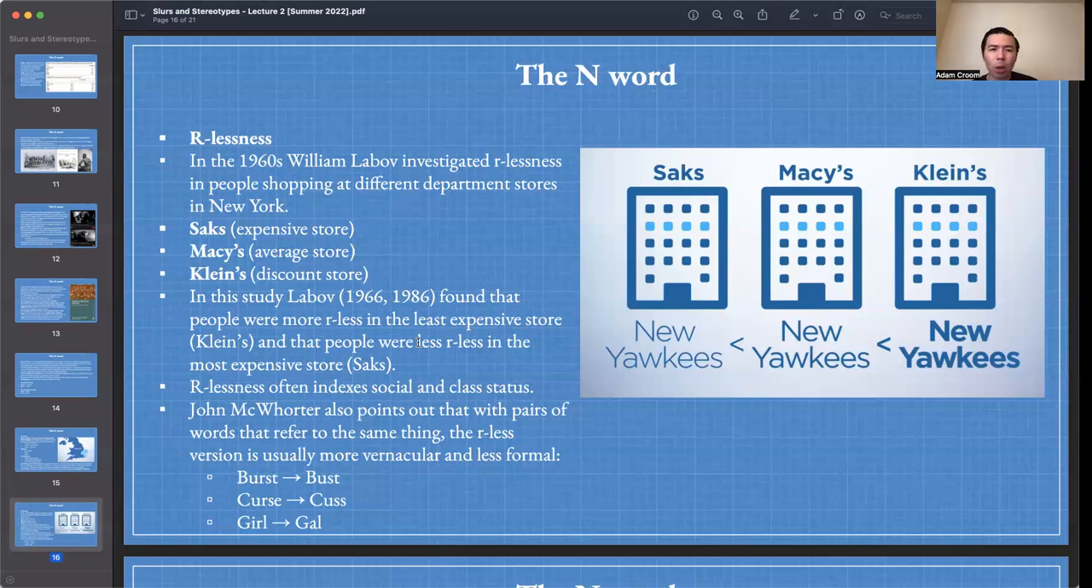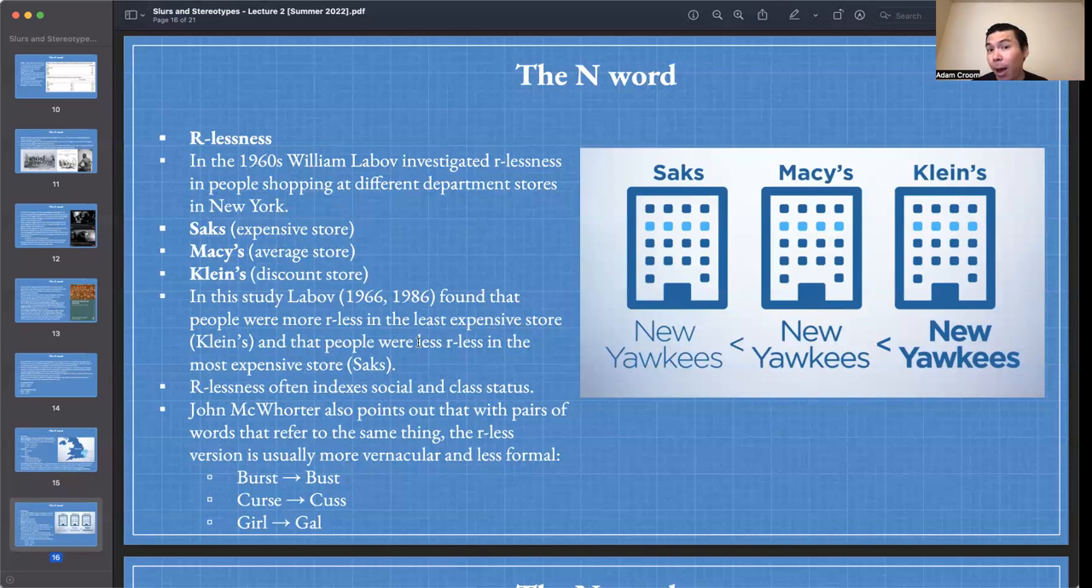So what this study shows is that R-lessness often indexes social and class status. John McWhorter also points out that with pairs of words that refer to the same thing, the R-less version is usually more vernacular and less formal. So for example, we have curse and cuss, right? Maybe you heard someone curse at church, but you cussed out the guy at the store. So curse sounds more formal. Cuss is a little bit more casual. And the difference is just whether it has an R or not.